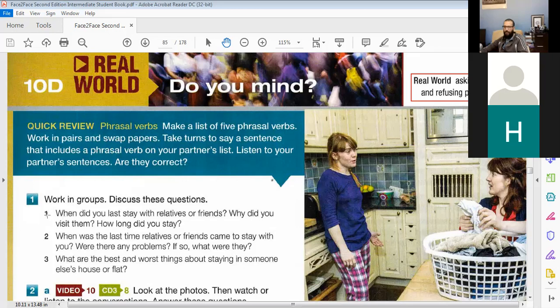The first question says, when did you last stay with relatives or friends? This means you didn't stay at your own house, you stayed with someone else. Maybe you stayed with your relatives, maybe with your friends. Sada, can you remember the last time you stayed with any relatives or friends?